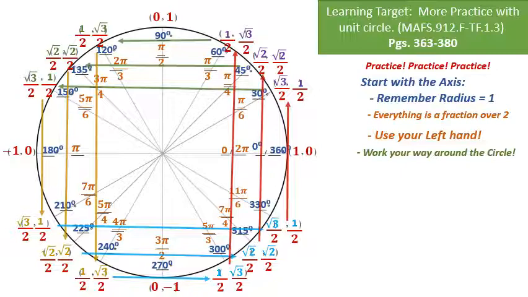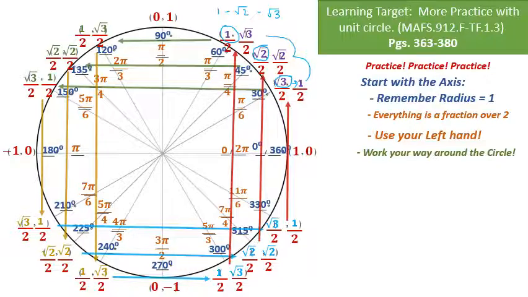Some people use another trick to remember this. They call it the 1, 2, 3 trick. Because remember, everything is a denominator of 2, right? So if you look at your x values: 1, square root of 2, square root of 3. So some people use this 1, square root of 2, square root of 3 trick. So remember, this is easy as 1, 2, 3. And to find the other one, it's just the opposite order. So you start at 1 again, and you work your way back up.